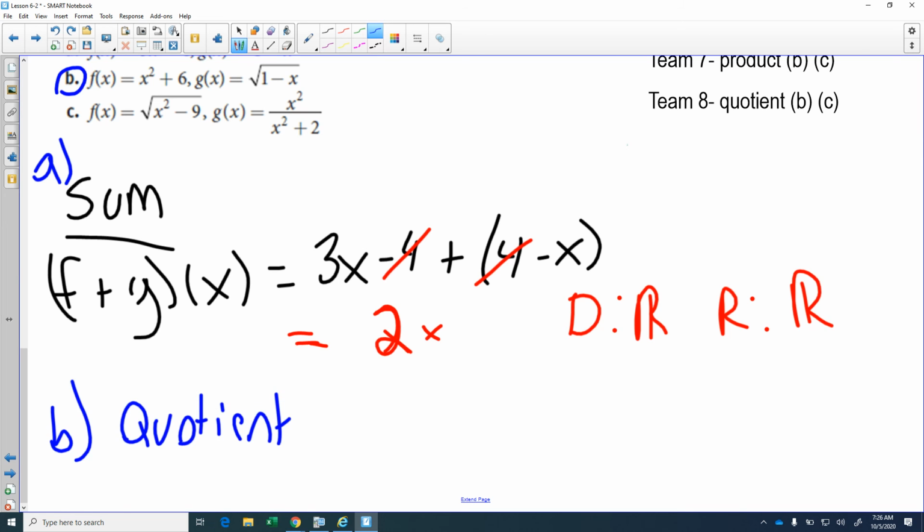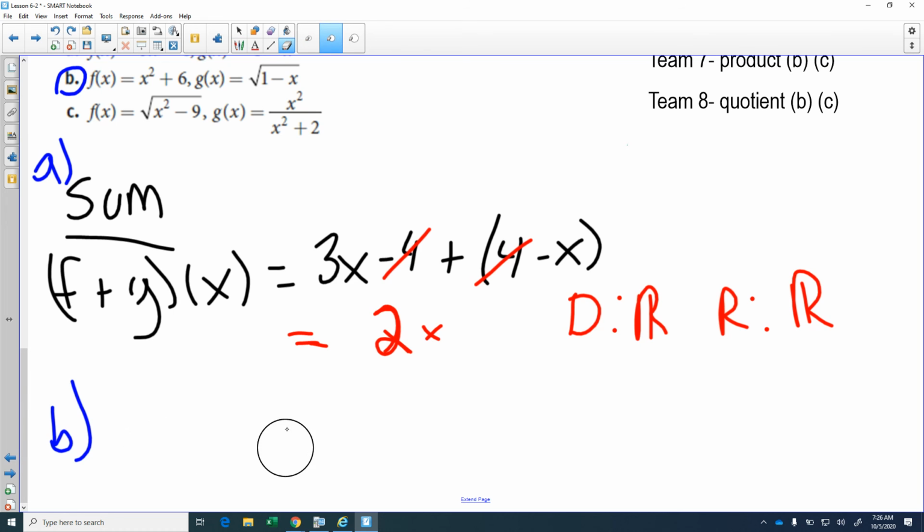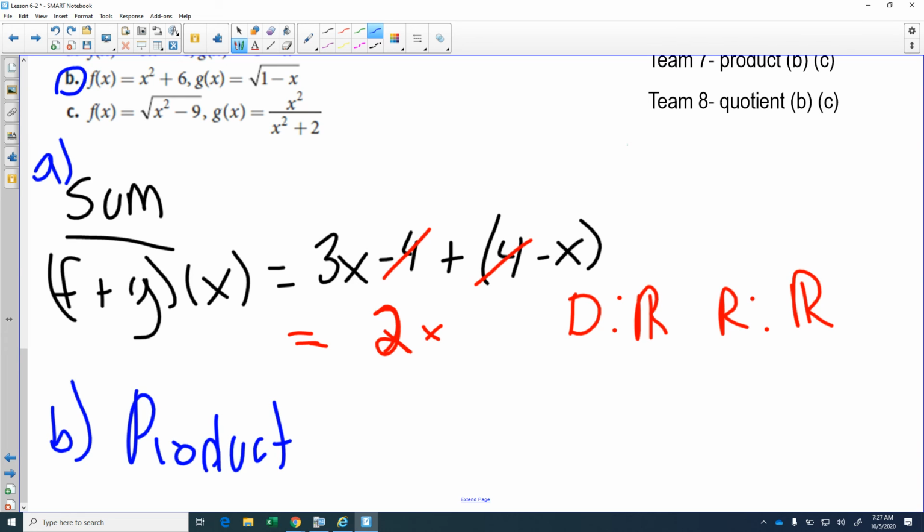Okay. Actually, let's do the product. Excuse me. Let's do product first for this one. So for those of you who don't know vocab, or those of you still learning this, product is going to be your multiplication. So we're going to go ahead and take letter B, x squared plus 6, and multiply it to the absolute value of 1 minus x.